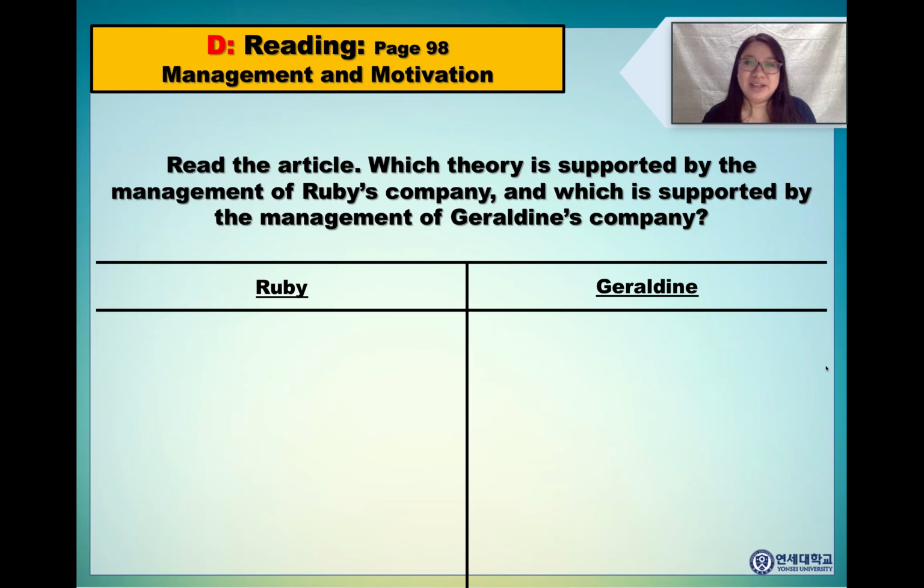Now let's read the article in your textbook. Read the article and then try to decide which theory is supported by the management of Ruby's company and which is supported by the management of Geraldine's company. You're going to read this article and find that each woman works for a very different company. When you come back, we'll review your notes and discuss the answers.